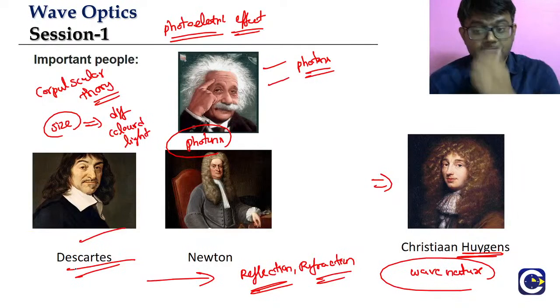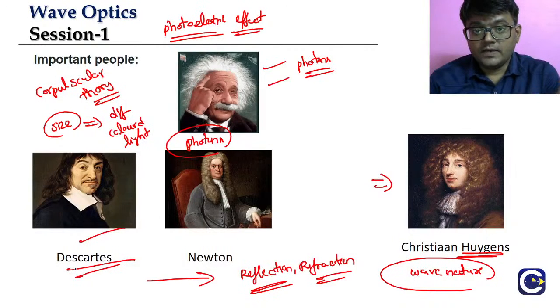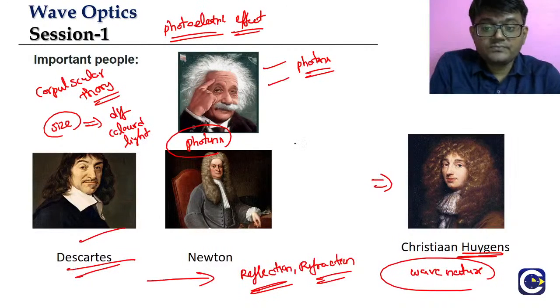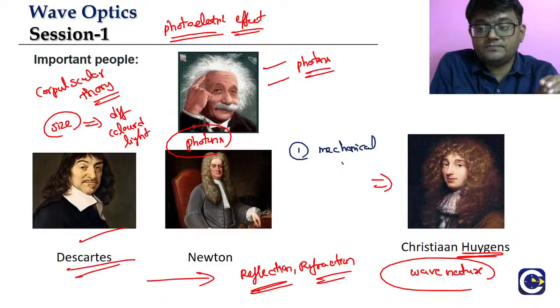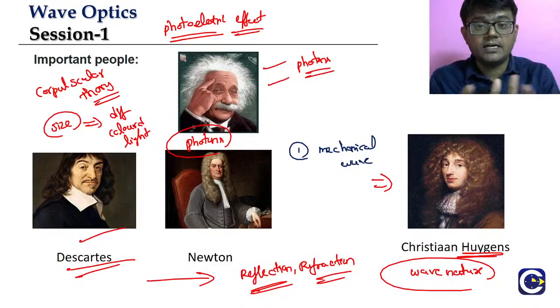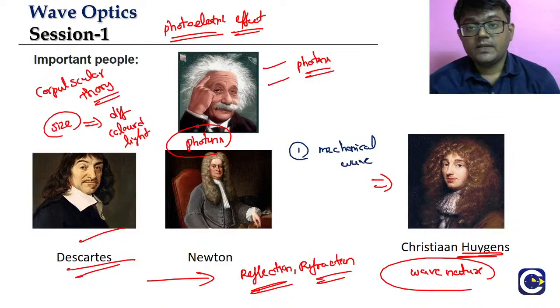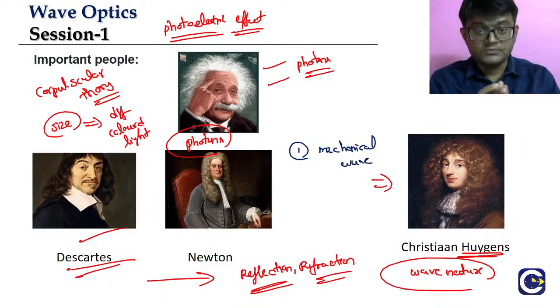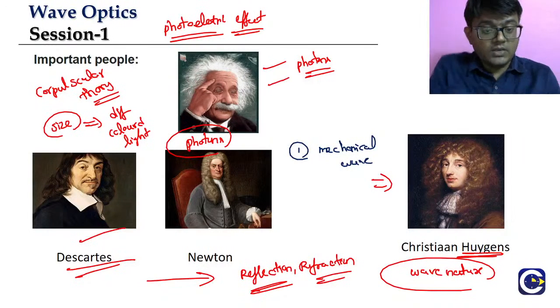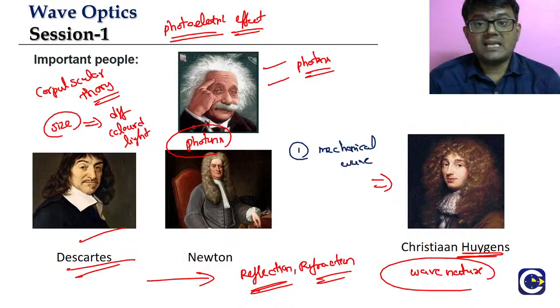But other than that, the Huygens theory of light as a wave considered that light will almost propagate like a mechanical wave. The entire theory of the Huygens concept for explaining the wave nature of light is based on the mechanical wave theory. So mechanical wave theory means what? Like you have a wave on a rope or ripples on water. All these are examples of mechanical waves. Mechanical waves require a medium.